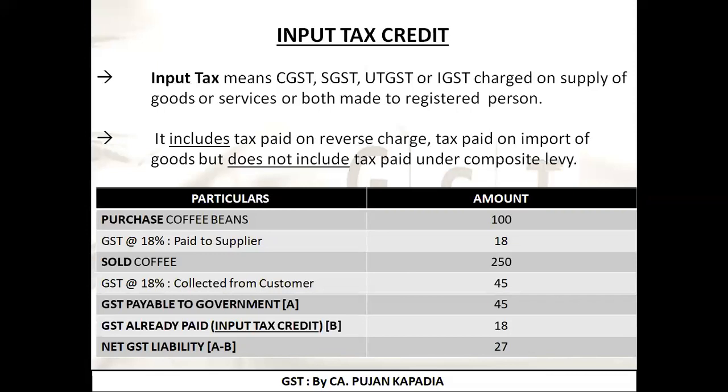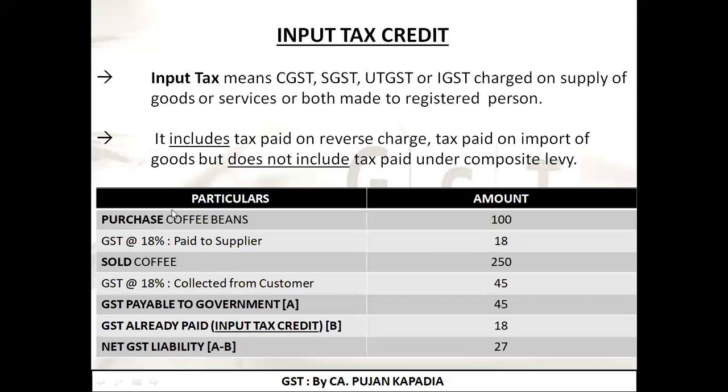So in short, I can sum up these 2 points: any kind of GST, it may be CGST, SGST, UTGST, or IGST, if I am paying on any goods or services or both to a registered person, this is known as input tax. Moreover, if I am paying tax on reverse charge basis, or on import of goods, it is also included in input tax. But if I am paying any kind of tax under composition levy, it is not included in input tax. So I hope you are aware of what is included in input tax. Now I am going to deal with the table stated below so that you can get a clear idea of what I am talking about.